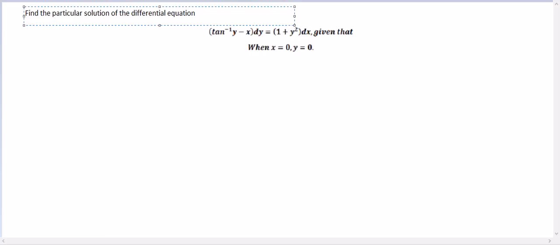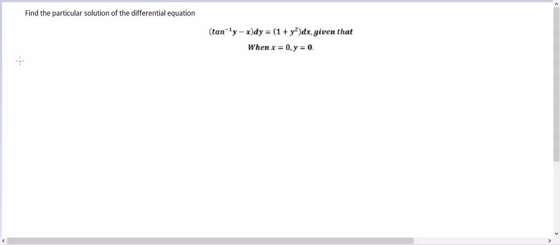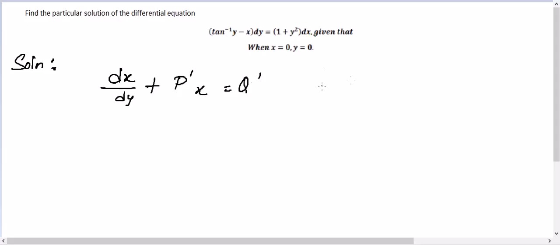But the linear equation can also be seen in this form: dx by dy, where we differentiate x in terms of y, plus P dash times x is equal to Q dash. Here P dash and Q dash are functions of y. So let's see.